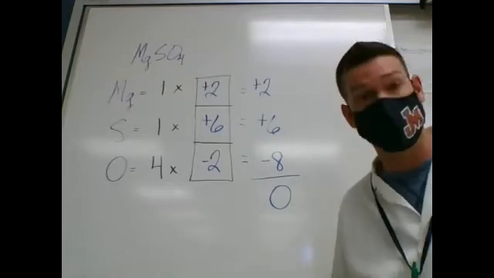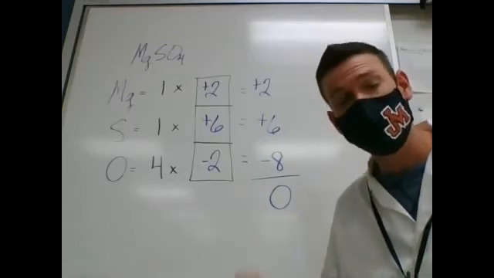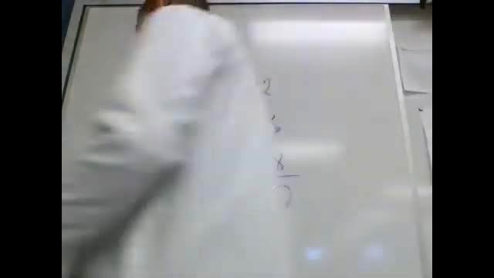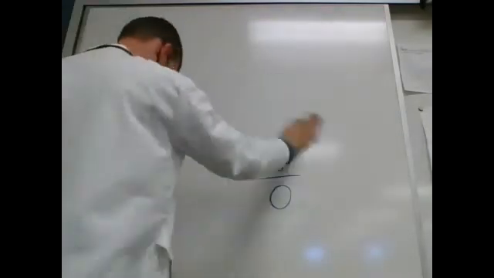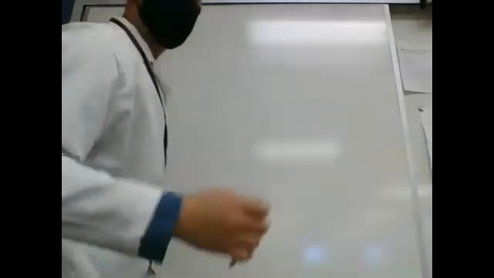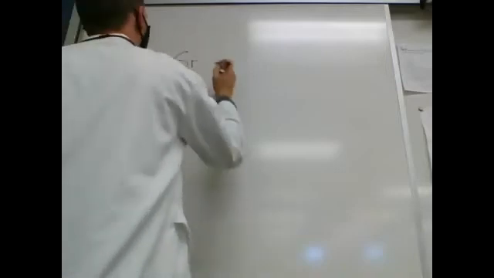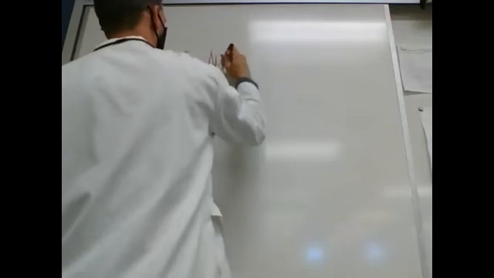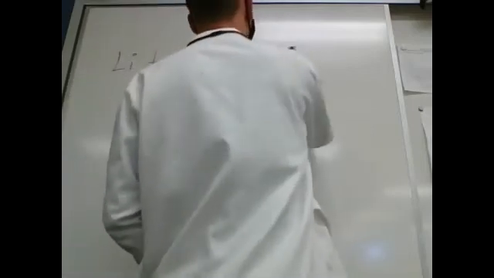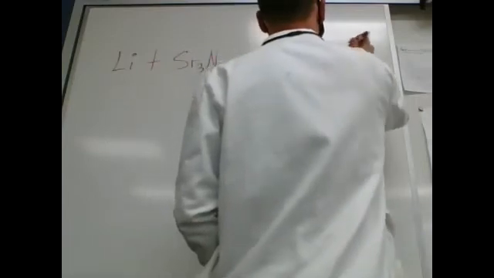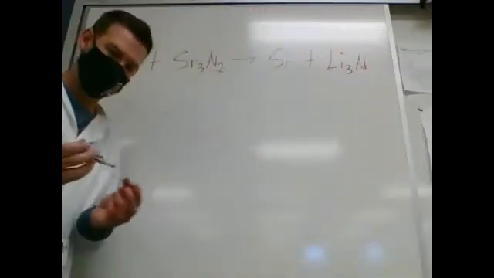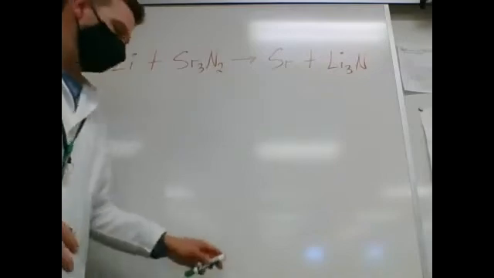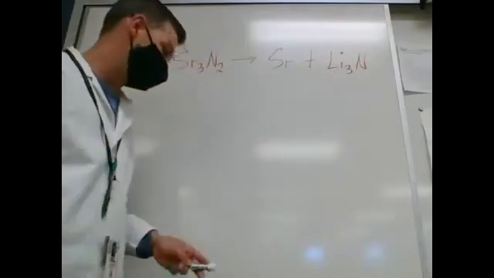There's another problem on that same slide that takes us a step further into actual redox. Let's work on it. Lithium and strontium nitride. So we've got lithium reacting with strontium nitride, giving us strontium and lithium nitride, it looks like. All right, we're not balanced, and I mean, we should be, but we don't have to be for this simple redox analysis.